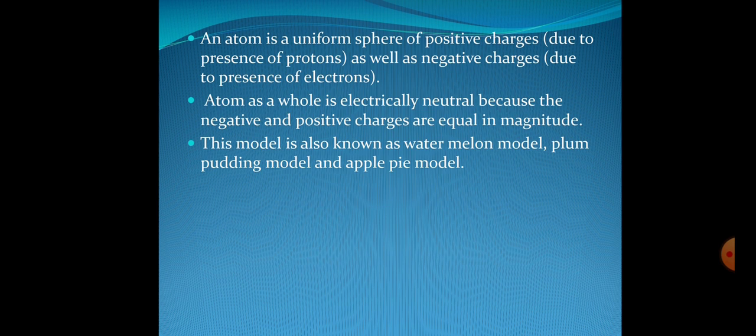So, in an atom, according to J.J. Thomson's model, the number of positively charged and negatively charged particles are the same. Thus, they cancel each other and they become neutral, chargeless. So, as a whole, atom is electrically neutral. Now, the atomic model proposed by J.J. Thomson is also known as watermelon model or plum pudding model or apple pie model. What exactly is this?